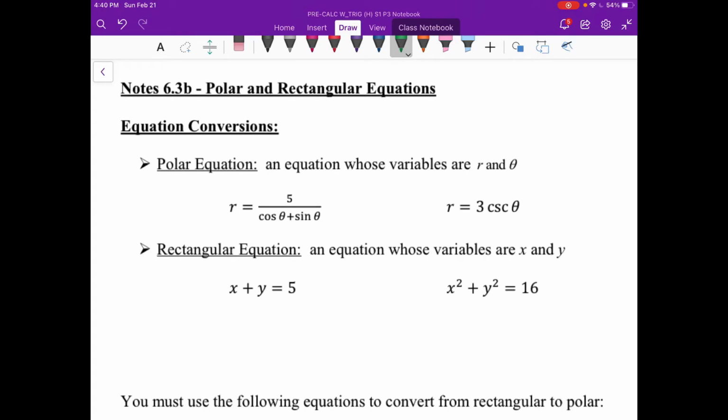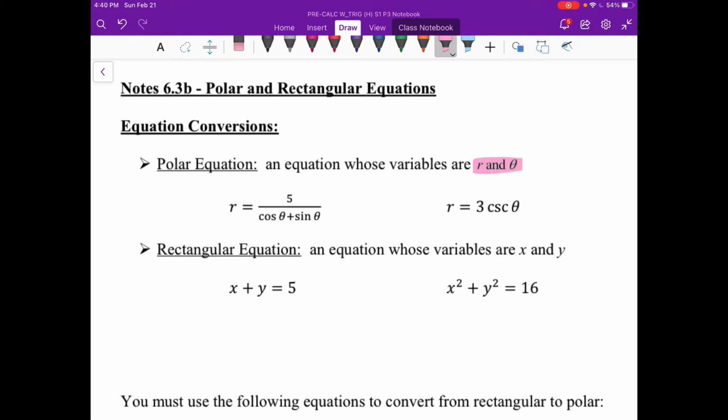All right, now 6.3b is going to be writing equations in polar and rectangular form. So we're going to be going from polar to rectangular and vice versa. First, a polar equation is always going to have variables r and theta.